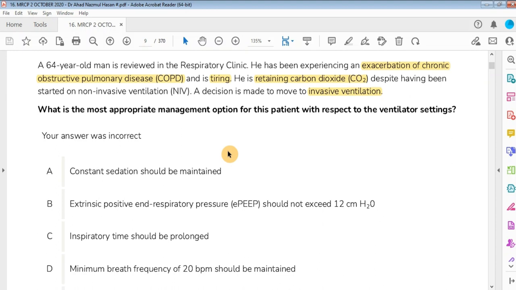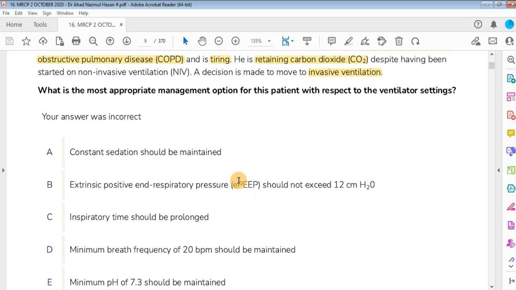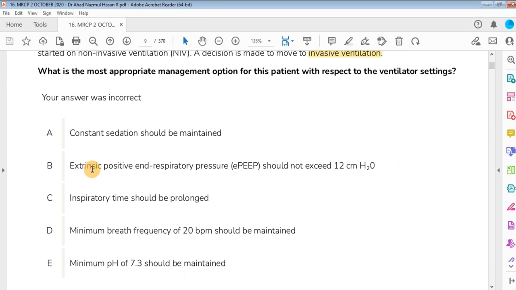And for the EPAP, just remember E is the fifth letter of the alphabet. So in case of EPAP, the initial pressure should be 5 centimeters of water. And in case of IPAP, I is the ninth letter of the alphabet, so the initial pressure should be 10 centimeters. This is based on the BTS guideline. EPAP should be started at 5 centimeters of water and the maximum should be 12 centimeters. It should not exceed 12 centimeters. So this is our most likely answer here.